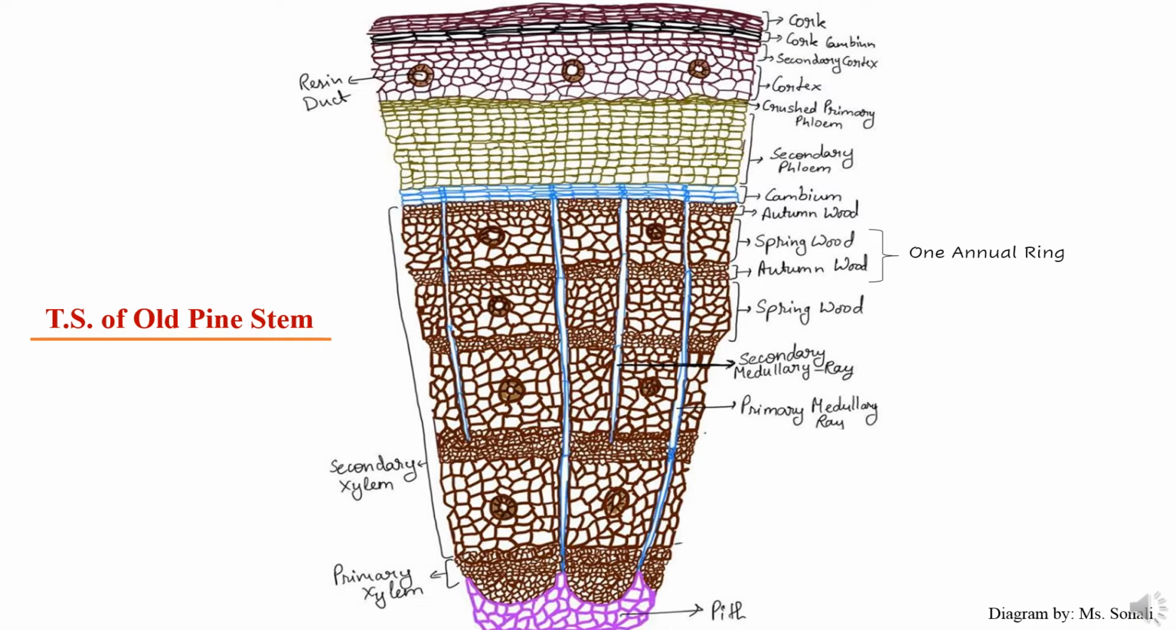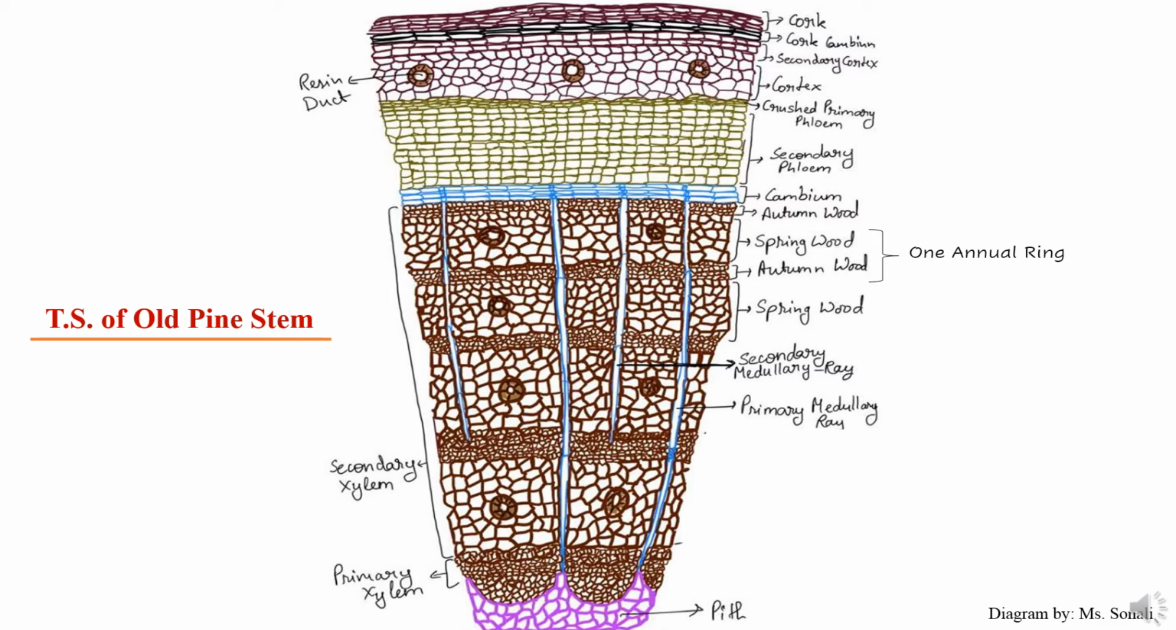Now, this different rate is seen as pattern in the transverse section of old stem as light and dark rings where xylem is formed, that is the wood region. And this one light and one dark ring of wood forms one annual ring representing spring and winter season of a year. Every year these rings are formed and can be seen clearly in the diagram also.